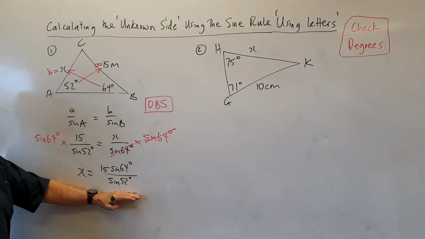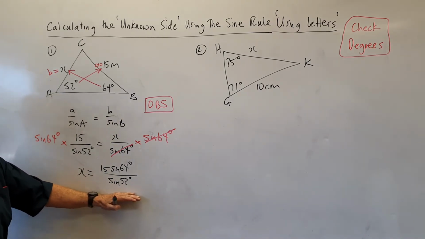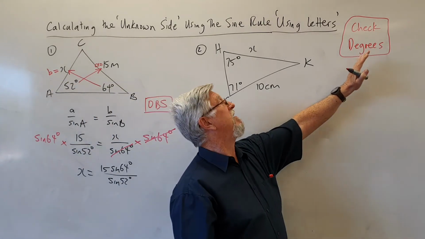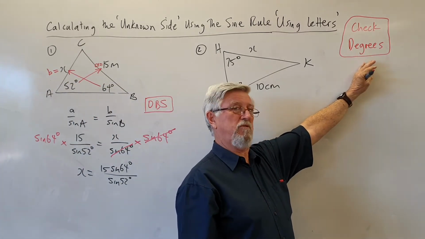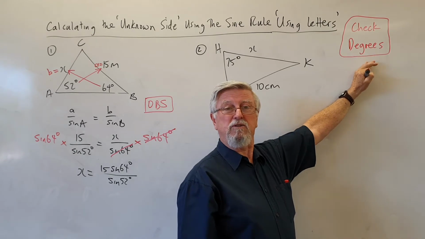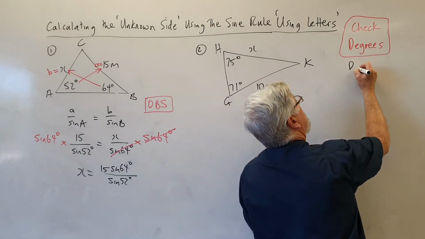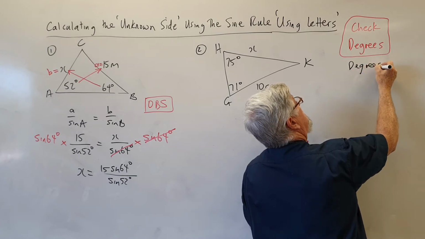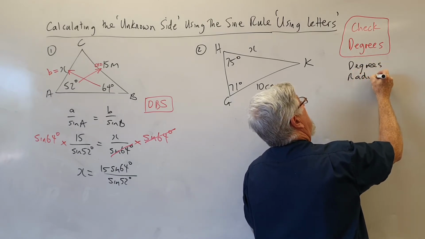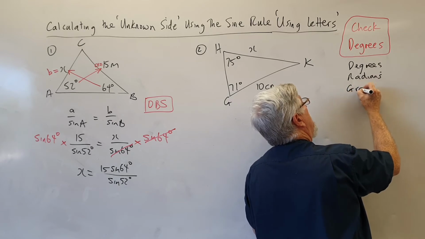So when we're looking at that question, then you can type it in your calculator. I'm going to say over here, please check those degrees. I've had year 12 students have their calculator set on the wrong thing. If you have a quick look at it, there's 3 possibilities. There's what's called D for degrees, there's R for radians, and there's G for grads.